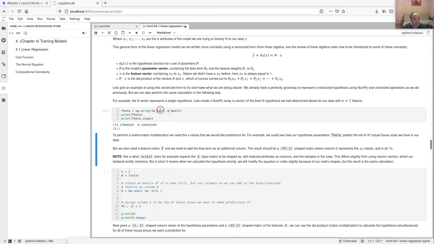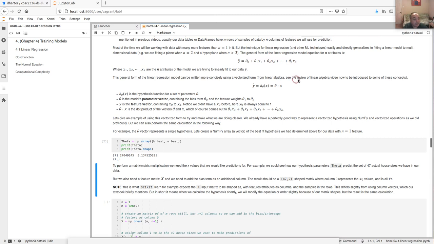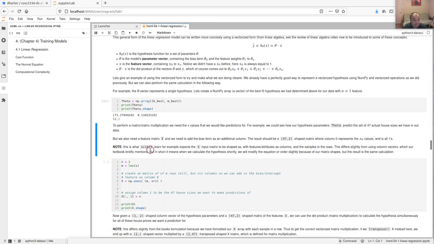Again, if you didn't quite follow that, here's an example. If we use the two parameters that we just fit, the intercept that PolyFit said was the best intercept, which was 71.27, and the slope, we can create this theta vector, bold theta, by hand, which is just a vector of the two parameters, theta 0 and theta 1.